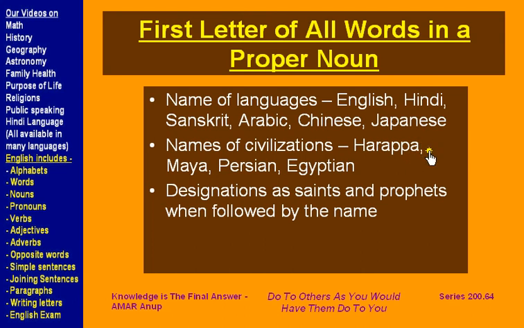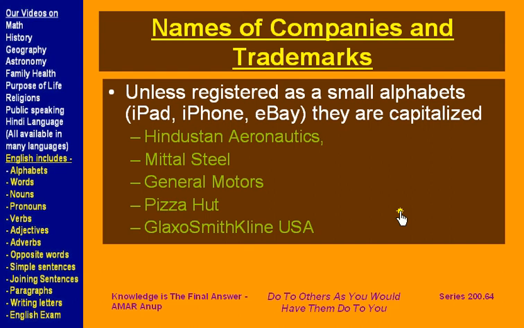There was a Harappa civilization, there was a Maya civilization in South America, there was a Persian civilization in Iran, there was an Egyptian civilization in Egypt, and so all these names are capitalized. Designation as saints and prophets, when followed by the name, are again capitalized, and we saw it earlier. Names of companies and trademarks, unless they are registered with a small alphabet when they registered their company, are capitalized.